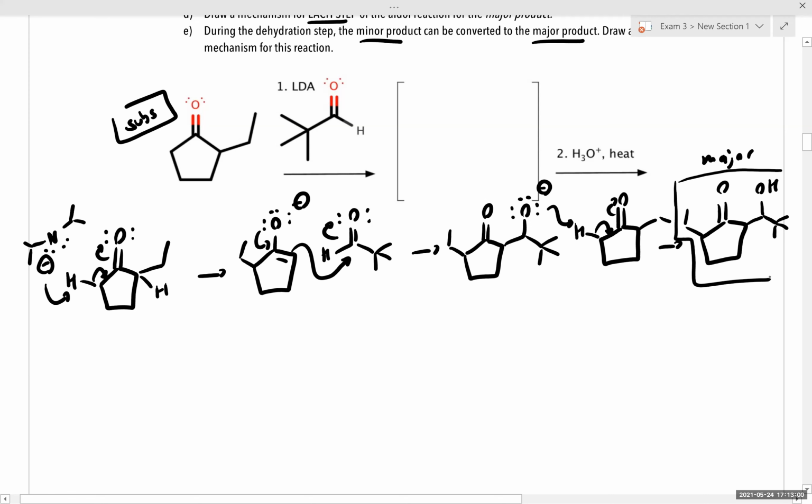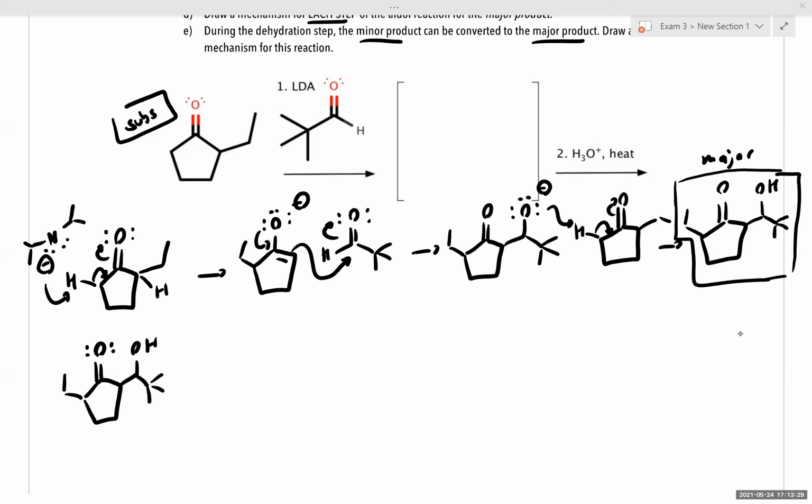And we'll see why this product is major when you think about the aldol reaction and what drives the aldol reaction. Before the dehydration step, the aldol reaction is reversible. So once we have this major product, it's reasonable to show under basic conditions, the dehydration step occurring. It's not super common to see spontaneous dehydration under basic conditions without heat, but it's not unreasonable to propose.